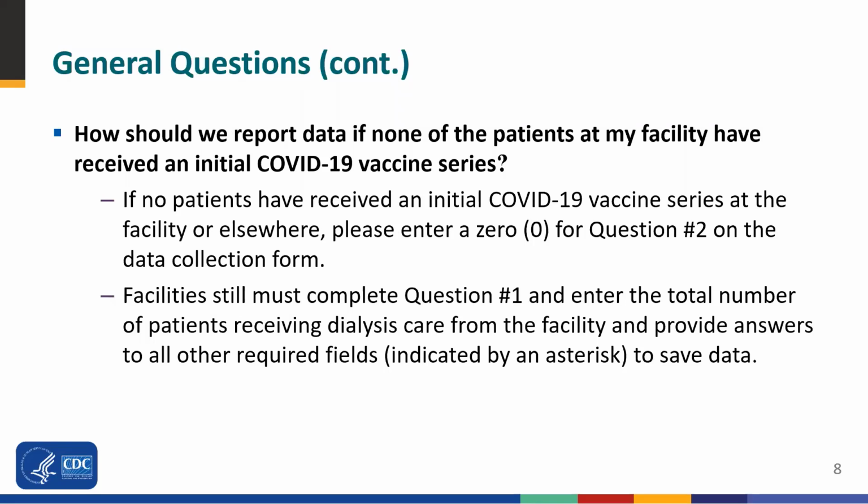Facilities have also asked how to report data if none of the patients at the facility received an initial COVID-19 vaccine series. If no patients received an initial COVID-19 vaccine series at the facility or elsewhere, please enter 0 for question 2 on the data collection form. Please note that facilities still must complete question 1 and enter the total number of patients receiving dialysis care from the facility and provide answers to all other required fields. And these are indicated by an asterisk to save the data.